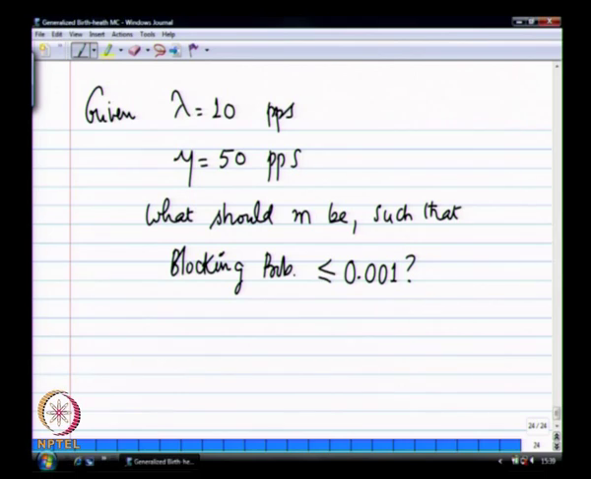And I only want 1 in 1000 calls to be dropped. So you can do a closed form solution, or it can be iterative, or even binary search will do. You need some random large m and then keep halving it, or iterative: start from m equals 1, 2, and so on, and see where you finally hit.